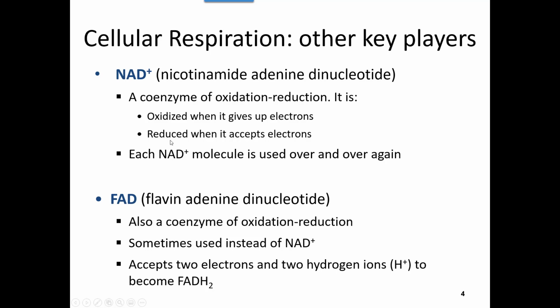These two molecules easily pick up and drop off electrons and then the hydrogens with it. NAD plus easily picks up 1 electron and 1 hydrogen, and FAD can easily pick up 2 electrons with 2 hydrogens. Because it can pick up 2 electrons, it is a more efficient electron carrier. It can just pick up more electrons, carrying more energy with it.